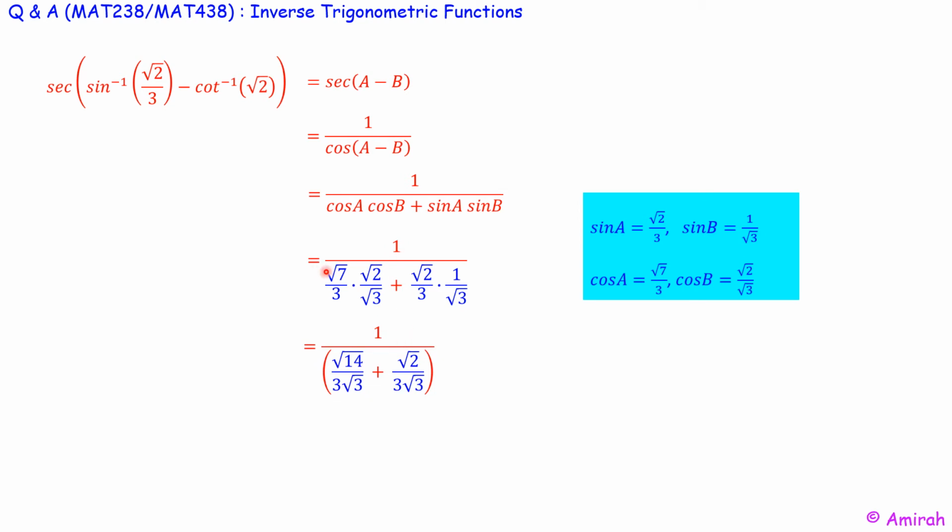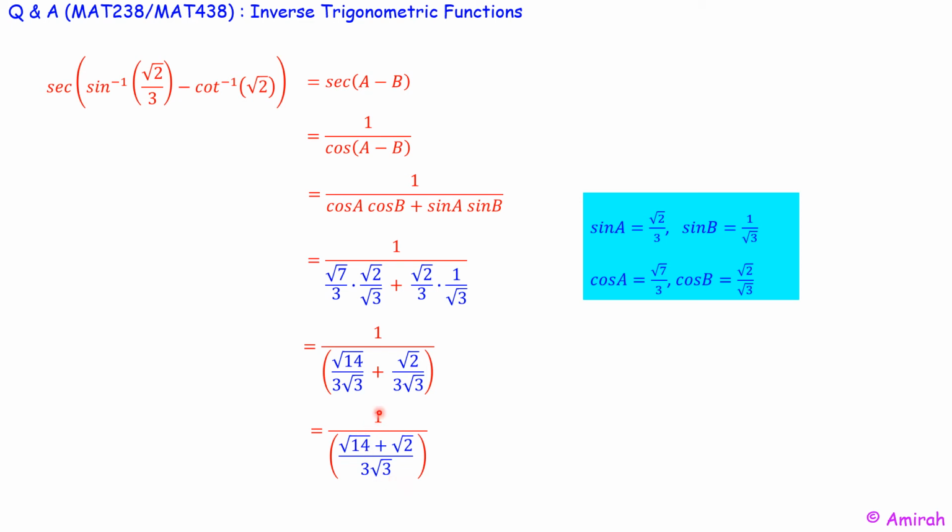Okay. 1 over, after we multiply this, sqrt 7 times sqrt 2, okay, we can combine the values inside, because in between here is a multiplication operation. So we have sqrt of 7 times 2, which equals sqrt 14, and then 3 times sqrt 3 equals 3 sqrt 3, and then plus sqrt 2 times 1 equals sqrt 2, 3 times sqrt 3 equals 3 sqrt 3, right? And after that, we have the same denominator here. So we can combine the denominator. So we get this equals 1 over sqrt 14 plus sqrt 2, and then we combine the denominator over 3 times sqrt 3.